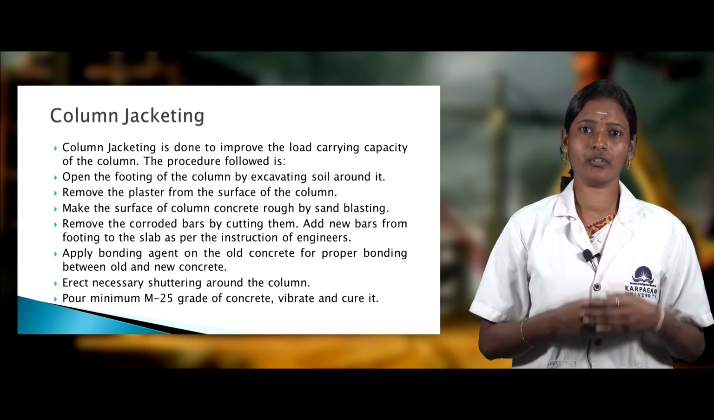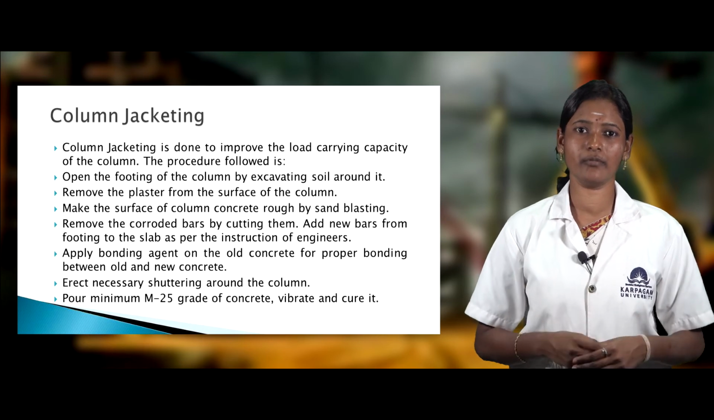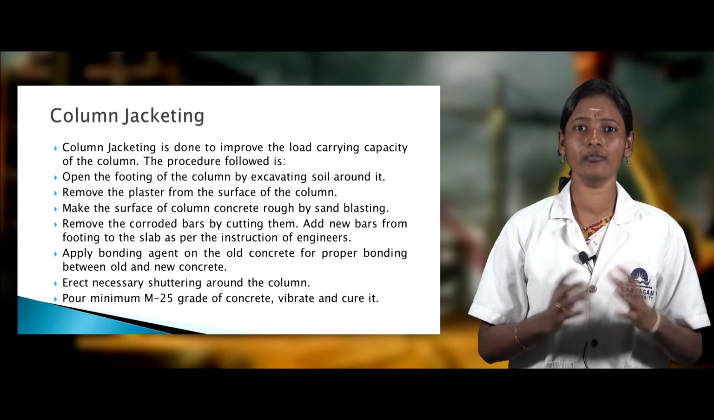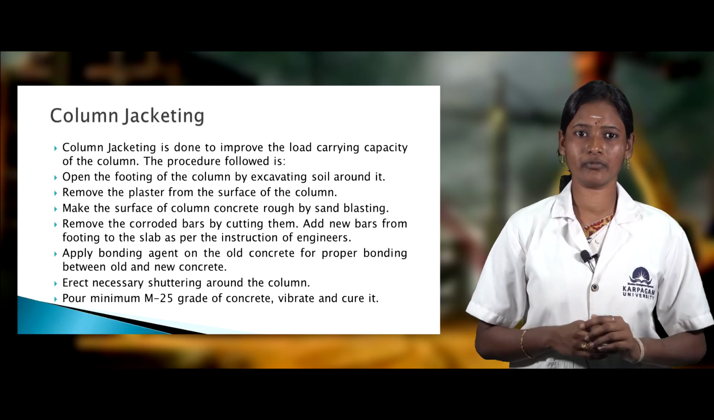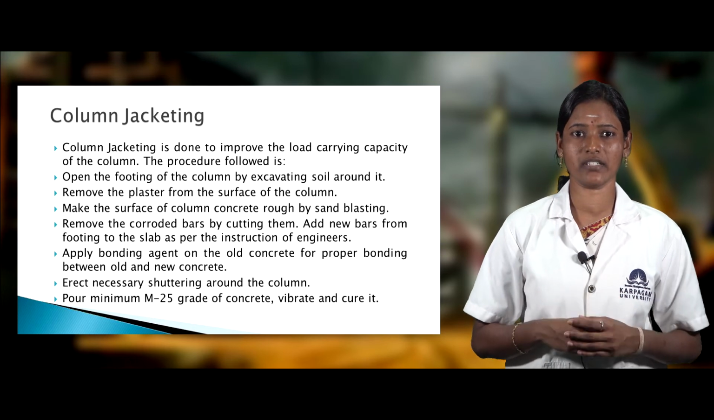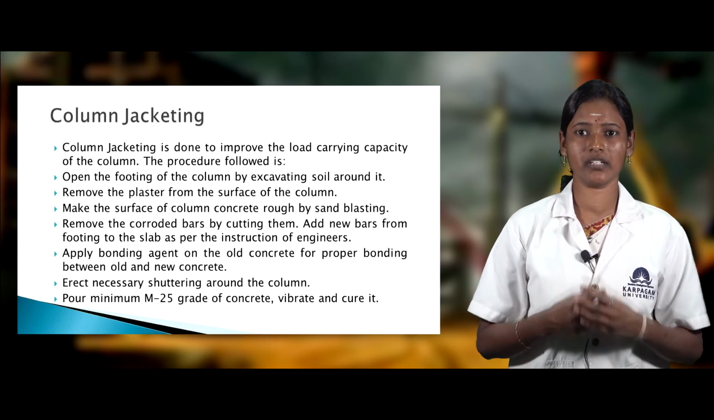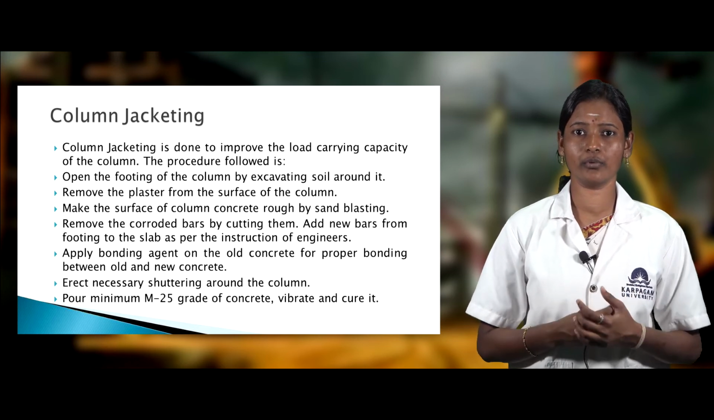First is column jacketing. Column jacketing is done to improve the load carrying capacity of the column. This is carried out by the following process. First, open the footing by excavating the soil around it. Remove the plaster from the face of the column. Make sure that the column concrete is rough and sandblasted. Remove the corroded bars by cutting them. Add new bars to the existing footing in order to improve its size.